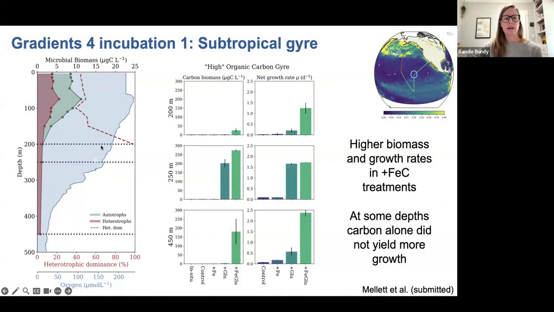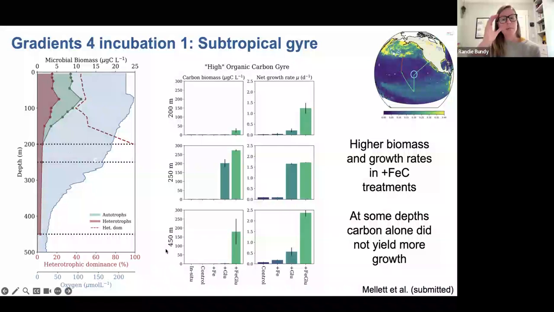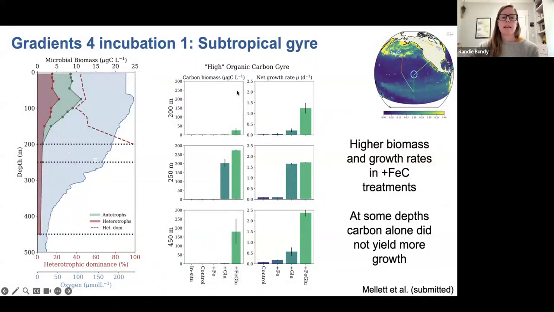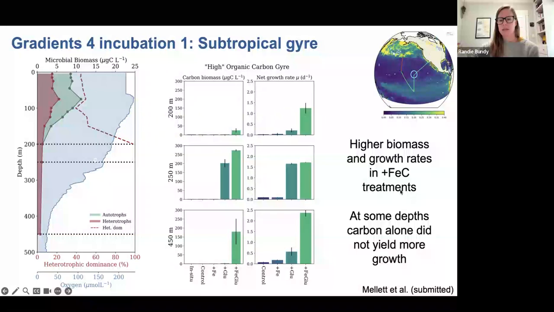We still had in our two shallow steps some amount of oxygen, and then we get down to lower oxygen in the 450-meter depth, for example. What I'm showing in the plots is the treatments on the x-axis, and on the left column the total carbon biomass from heterotrophic bacteria, and on the right the net growth rates. Basically what we saw in all of these steps was higher bacteria biomass and growth rates in all of the plus iron and carbon treatments together.